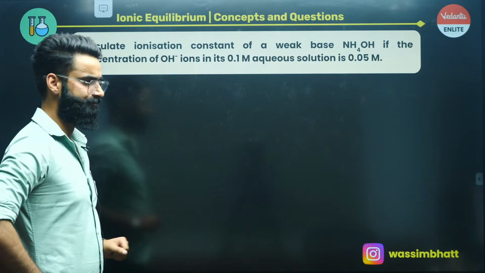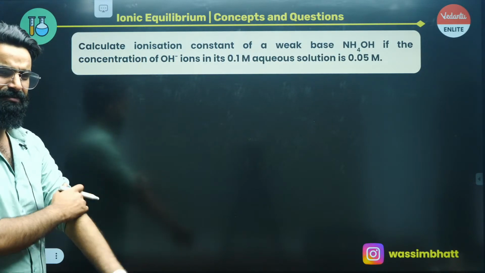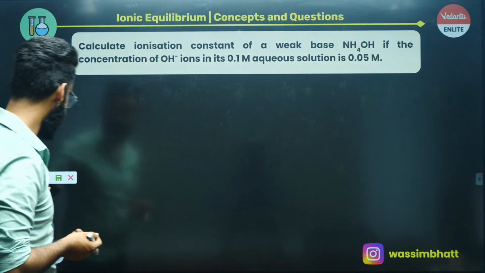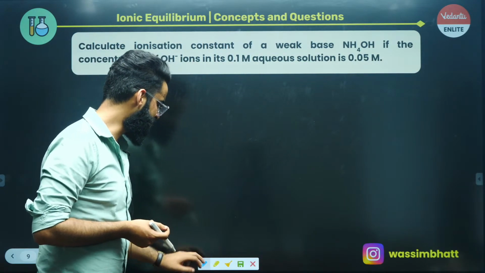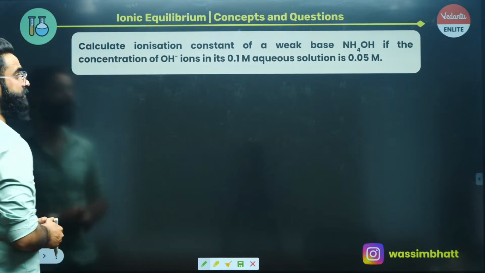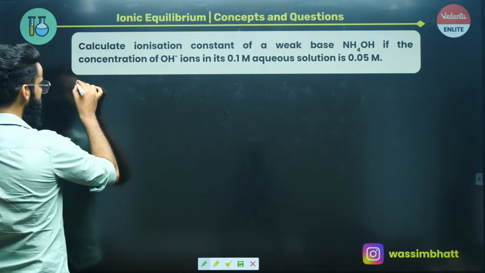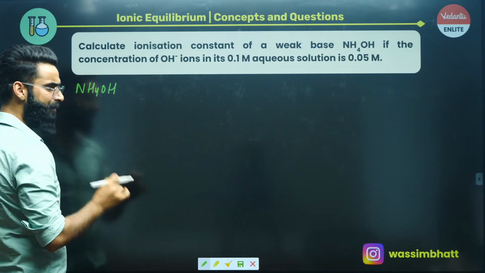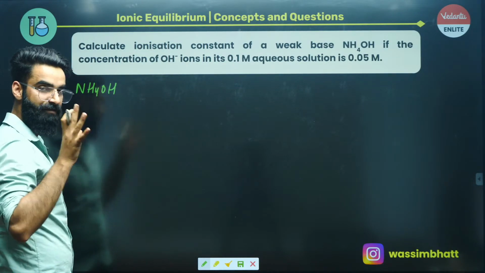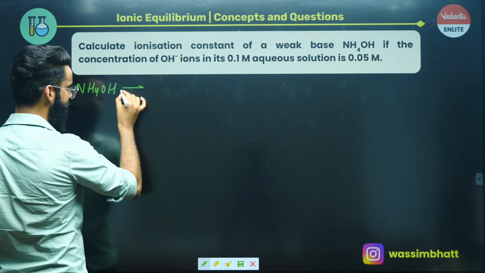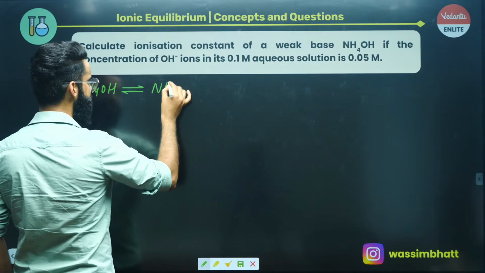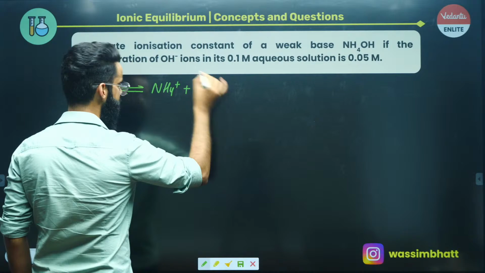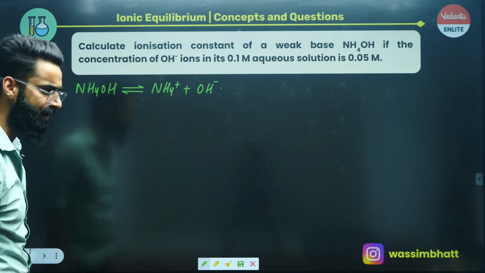Look at this one. This is one more similar sort of question, but a small basic concept is involved. The question is something like this: calculate the ionization constant of the weak base. So we are starting with a weak base, which is NH4OH. Weak base or weak acid, both are examples of weak electrolytes, and weak electrolytes remain in equilibrium with their ions. Its ions are going to be NH4+ (aq) plus OH- (aq). This is something which you already know.